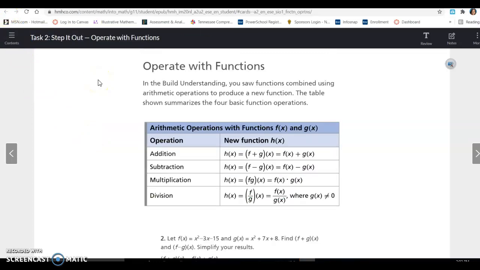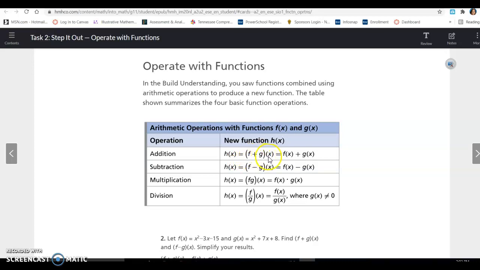All right, this is 4.1, task 2, if you want to follow along. All right, so operate with functions. In the building understanding, you saw functions combined using arithmetic operations to produce a new function. The table summarizes the 4 basic function operations. So what this is showing you is they're basically naming what we did a new function. So they're saying h of x is the new function you get when you combine f plus g.